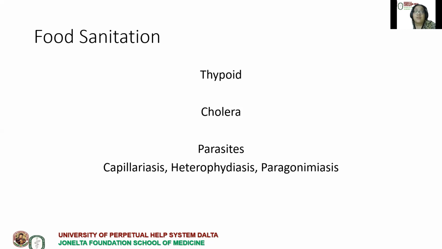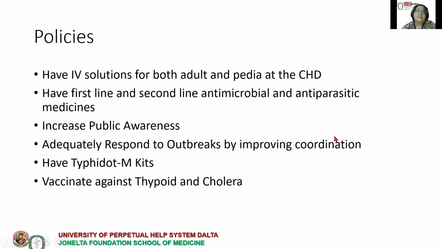So this is typhoid, cholera, and parasites. For parasites that would cause your foodborne diseases, it's important to cook your food properly, especially, for example, for meat or chicken that will cause salmonella.